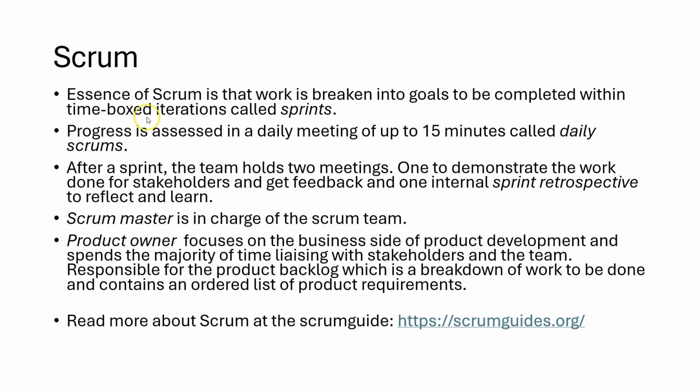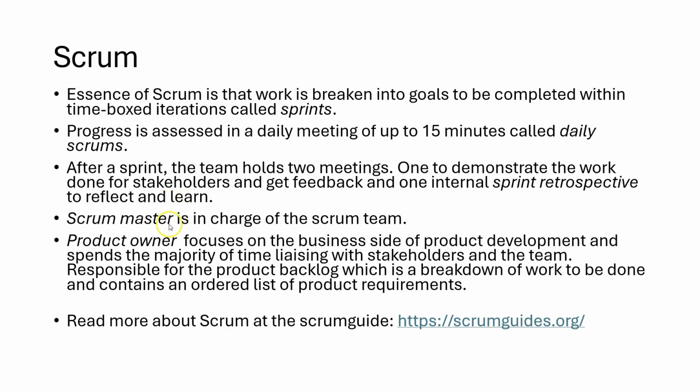So the essence of Scrum is that work is broken into goals to be completed within time-boxed iterations, which are called sprints. Progress is assessed in a daily meeting of up to 15 minutes, and these meetings are called daily scrums. After a sprint, the team holds 2 meetings, one to demonstrate the work done for stakeholders and get feedback, and one internal sprint retrospective to reflect and learn.